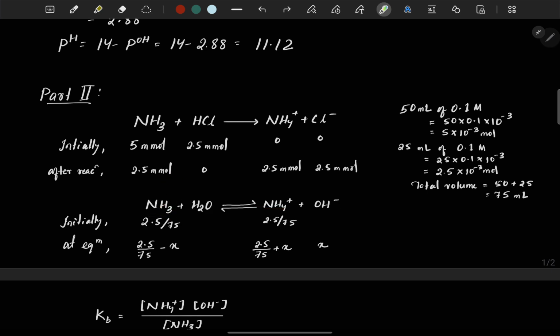Here, what will be the concentration? It is the number of moles, but the total volume is equal to 50 plus 25, that is 75 ml. So concentration is equal to 2.5 divided by the total volume. Here also the concentration of ammonium ion is equal to 2.5 divided by 75. So at equilibrium, X amount of ammonia will have reacted. So 2.5 divided by 75 minus X, and here X amount of ammonium will form. So this will be 2.5 divided by 75 plus X, and initially OH minus was 0, so 0 plus X is equal to X.